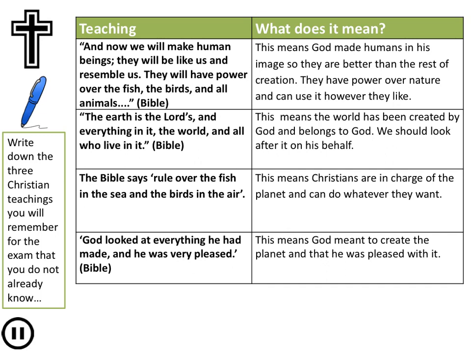Now do the same for the Christian side. Pick out the 3 teachings that you think that you really need to remember for the topic and make sure that you're learning them. The first one is this: We will make human beings, they will be like us and resemble us. They will have power over the fish, the birds, and all the animals. This means that God has made humans in his image, so they're better than the rest of creation. They have power over nature and can use it however they like.